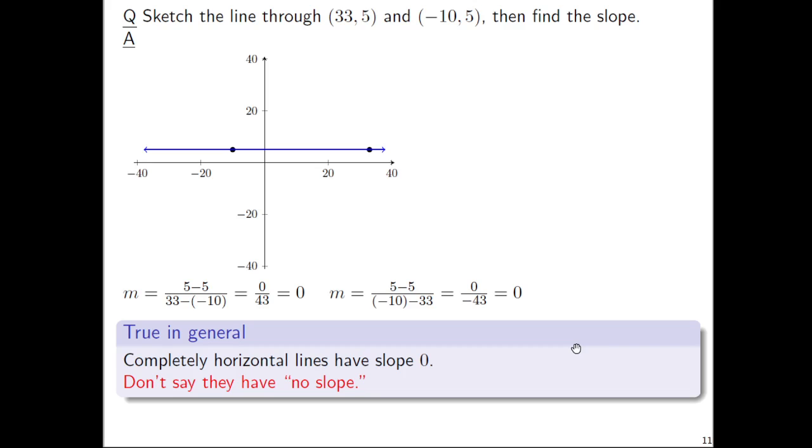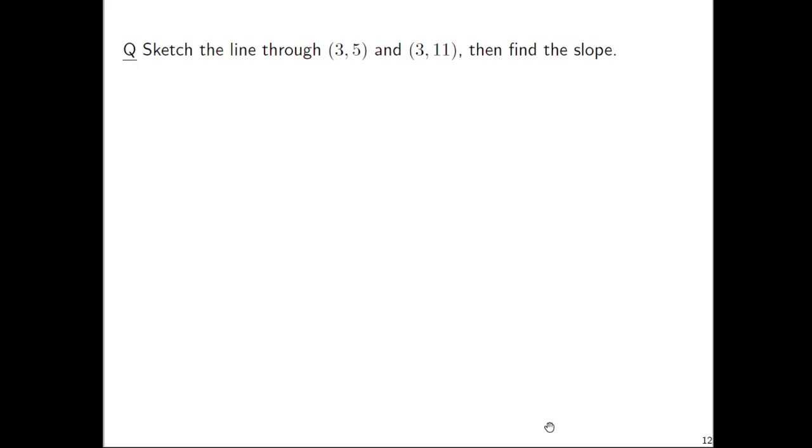And what I want you to notice is a thing that happens in general for horizontal lines. So a completely horizontal line will always have slope 0. Don't say no slope. Say slope is 0. 0 is a number. Sometimes people try to say no slope, and that's going to be incorrect. So remember, the slope is a rate, and this still applies. If the x-coordinate changes by 1, then the y-coordinate changes by the slope value, which is 0 here.